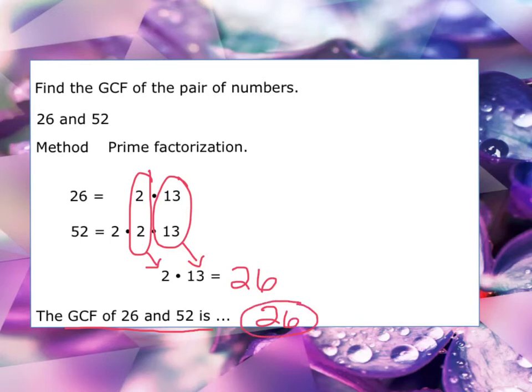So I have a question for you. Did you know that the GCF of 2 numbers could also be one of the numbers? Well, if you didn't know that before, now you know that even though 26 and 52 have only the number 26 in common, that is the GCF for the 2 numbers.